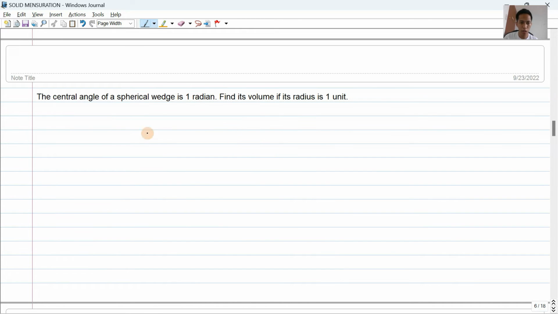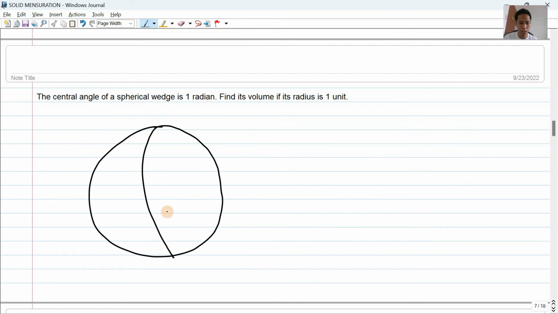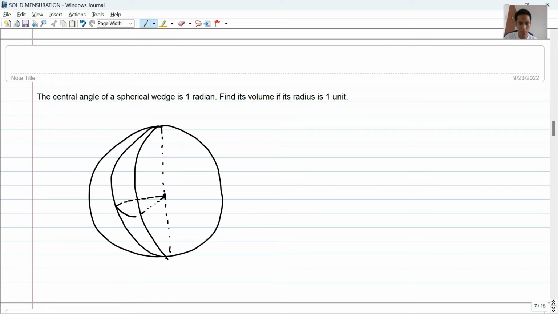So, if you are going to draw a spherical wedge here, okay, so, ganyan. So, imagine na lang natin parang nahati sa gitna at a certain angle. So, let's say that this is the center, and then if you connect this here to this side and this one to this side, you will get the central angle theta. Okay, ito yung angle natin, angle theta.